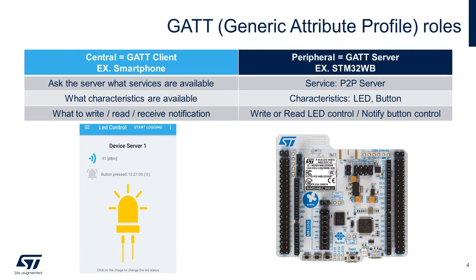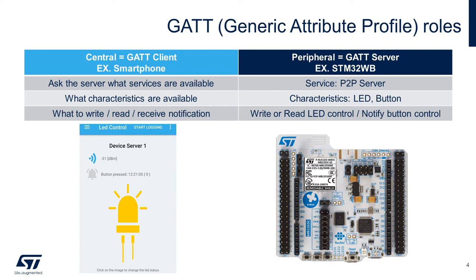GATT defines the way that two Bluetooth low energy devices transfer data back and forth using services and characteristics. In this case, the STM32WB acts as a GATT server. When running the P2P server example, the smartphone will discover the P2P server service after the connection. On the other hand, the smartphone app will check available services and characteristics.